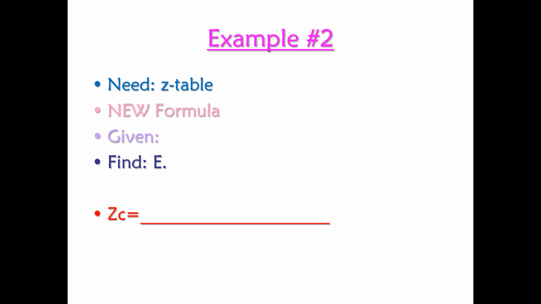Okay, so let's take a look at example 2. For my example 2, it is given that you have C equals 90%. Standard deviation is 1.2. N is 36.